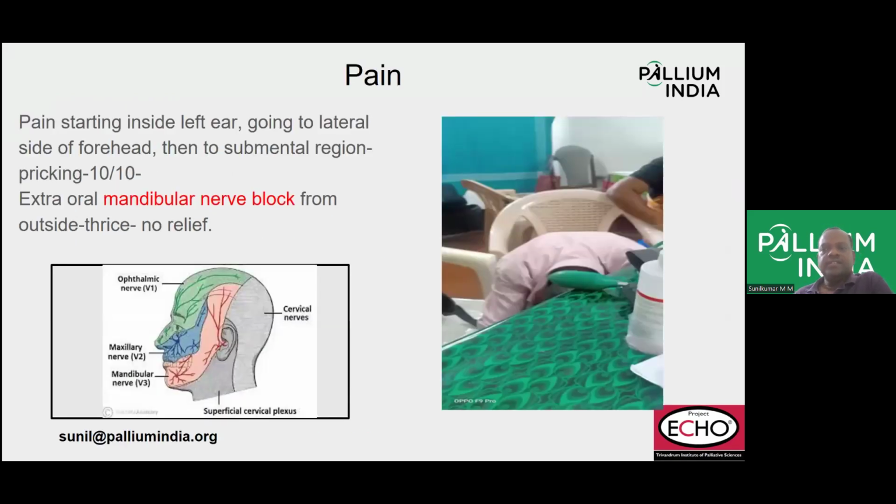So you can see this patient who is sitting in a chair with his head down. He's describing his pain, which starts inside the left ear, going to the lateral side of forehead, and then to the submental region, which is a pricking type of pain. It is always 10 by 10. So what type of pain is he experiencing?